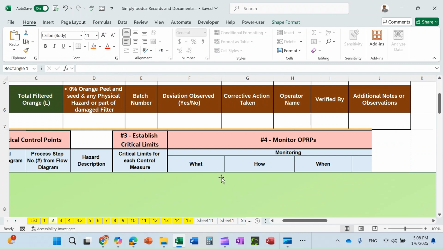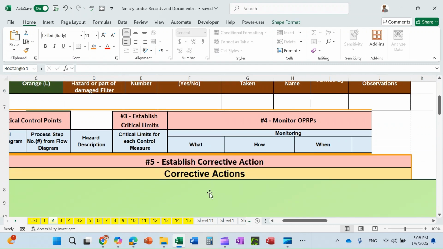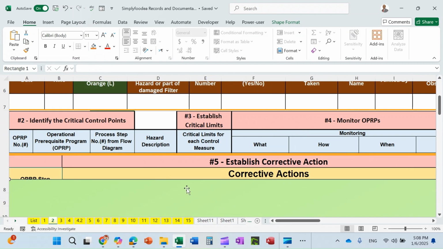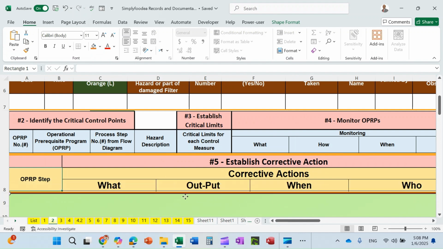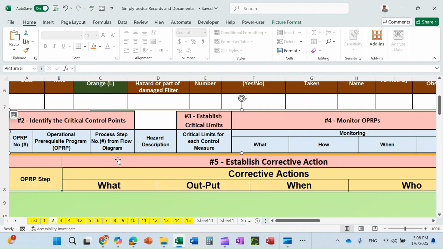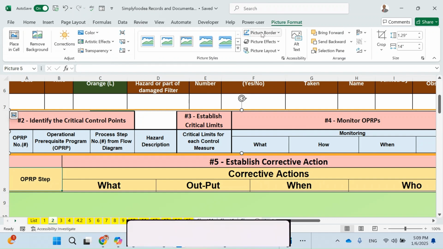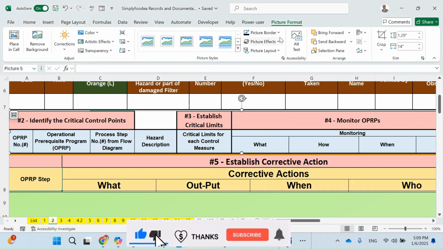And in the description, you will find the original tutorials about the different OPRP steps: the identification of the critical control point, the establishing of the critical limit, the monitoring of the OPRP, and establishing the corrective action required, which is available in the description of this tutorial.